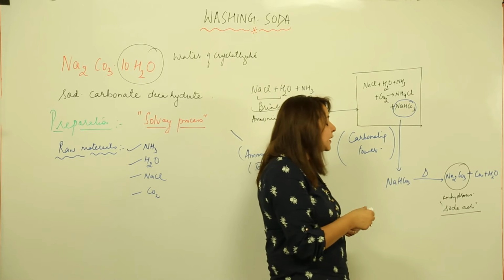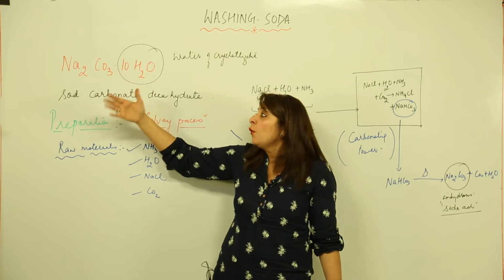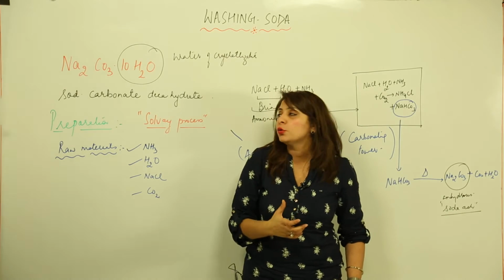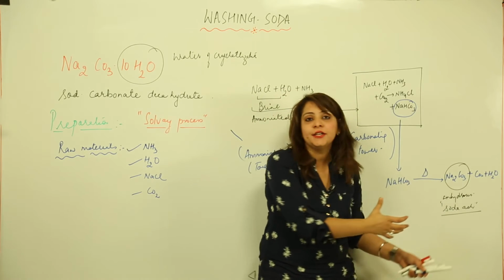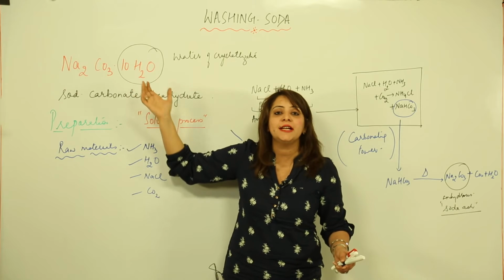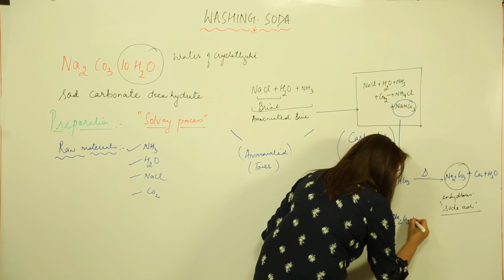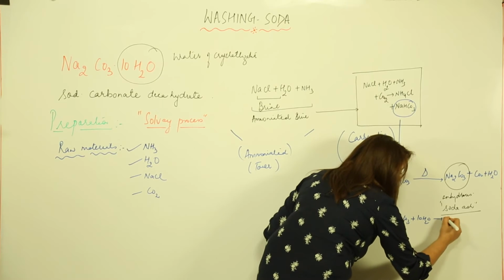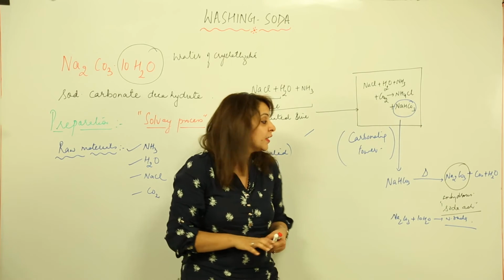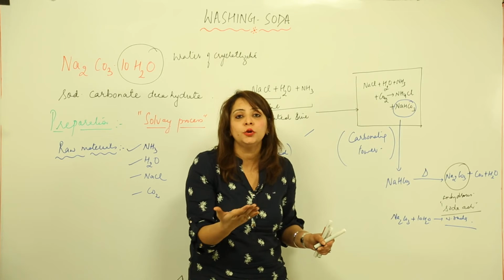Now when we get this Na2CO3 and compare it with our washing soda, what is the difference between the two? Just the water of crystallization, right? So we'll just react this Na2CO3 with the desired number of water of crystallization, that is 10 H2O. So we'll combine Na2CO3 with 10 H2O, and as a result we'll get washing soda, that is our desired product.